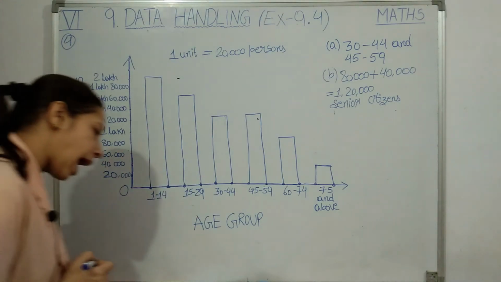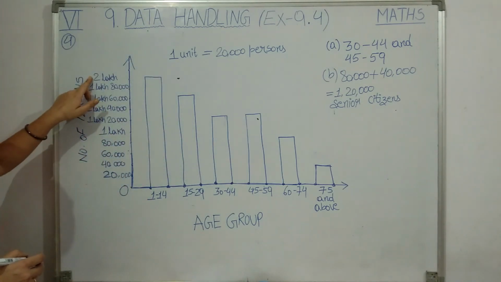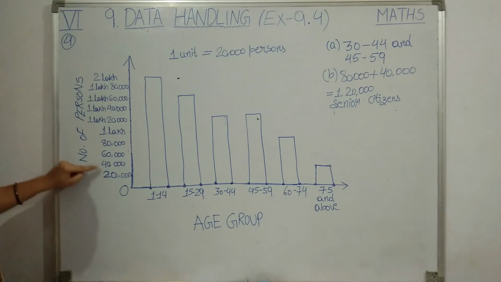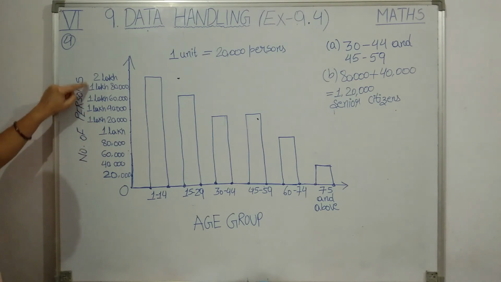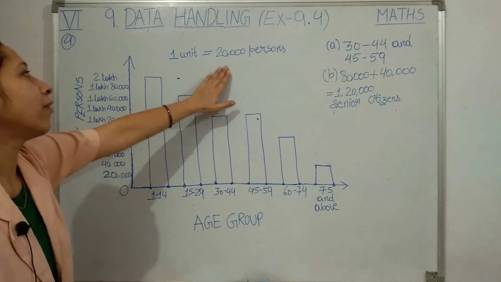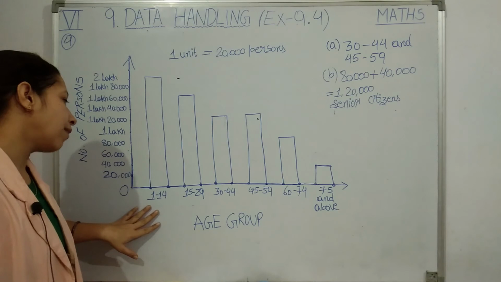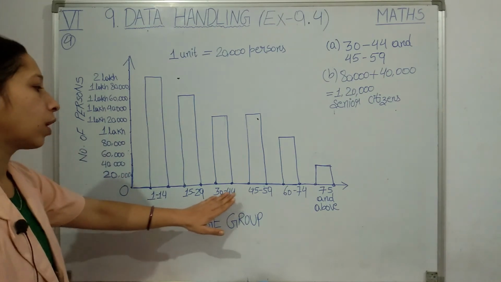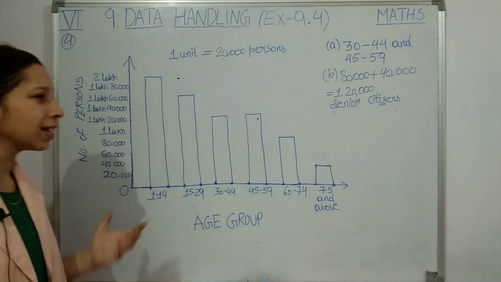Then the highest number of persons here is 2 lakhs. So on my y-axis I have taken the greatest value as 2 lakhs. Then 0, 20,000, 40,000, 60,000, 80,000, 1 lakh, 1,20,000, 1,40,000, 1,60,000, 1,80,000 and 2 lakh. So I have taken 1 unit length as 20,000 persons. Okay students, then here I have shown the ages 1 to 14, 15 to 29, 30 to 44, 45 to 59, 60 to 74 and 75 and above. Clear students?